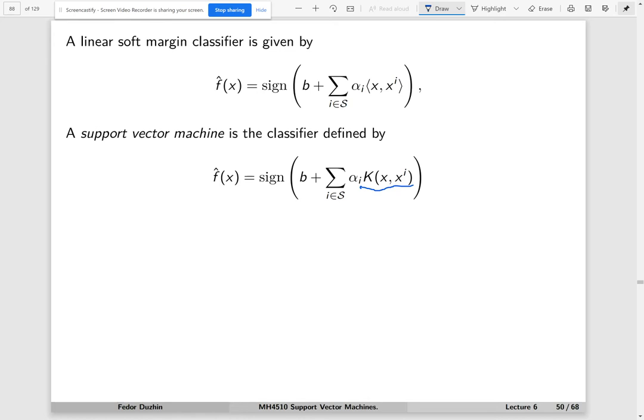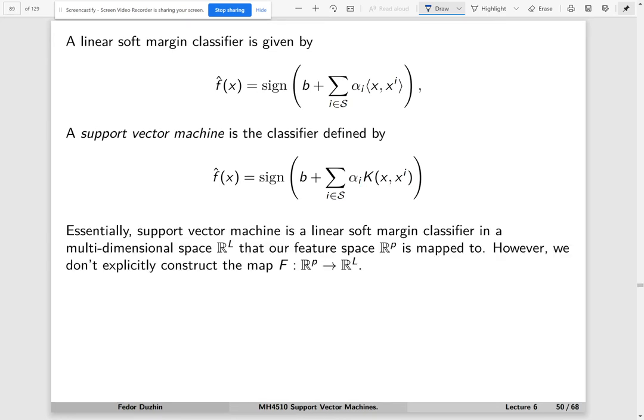Okay, so thus support vector machine is soft margin classifier plus the kernel trick that allows us to compute inner products in the enlarged space. And we do not explicitly construct this enlarged space. We just apply this kernel function.